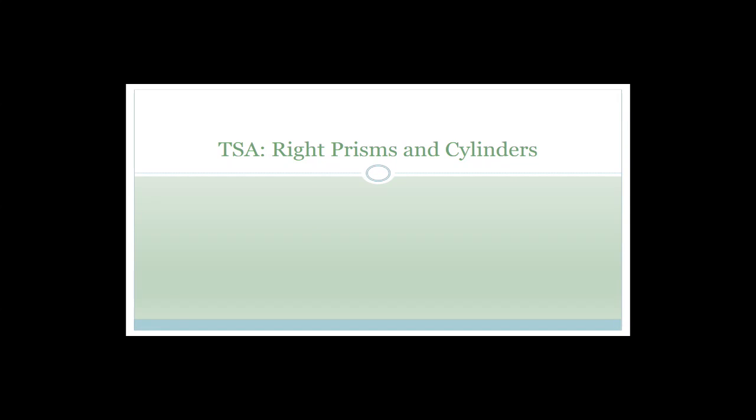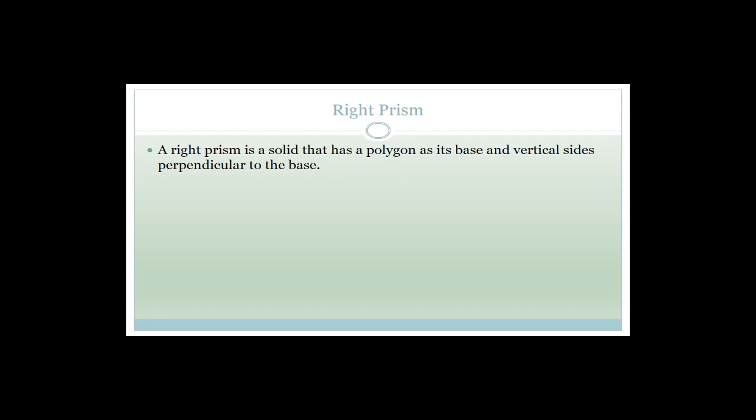Right, now let's talk about total surface area of right prisms and cylinders. So what do I mean by right prism? A right prism is a solid that has a polygon, a many-sided figure, as its base, but it's got vertical sides that are perpendicular to the base. That's what the right means. The prism is to do with the fact that it has a polygon as a base. And the fact that it's a right prism is because the sides are vertical to the base.